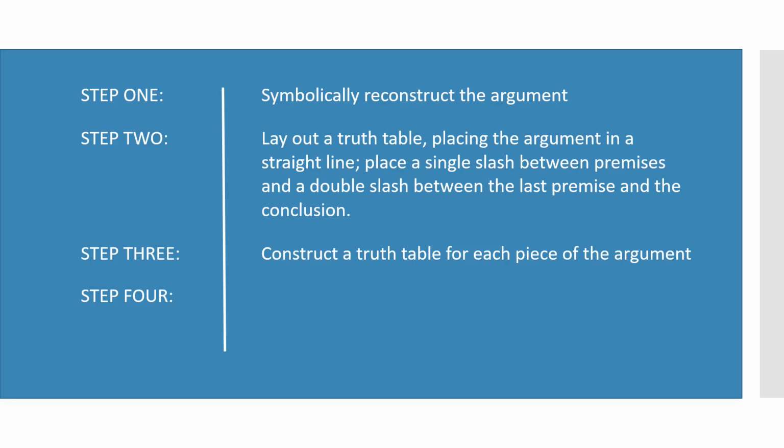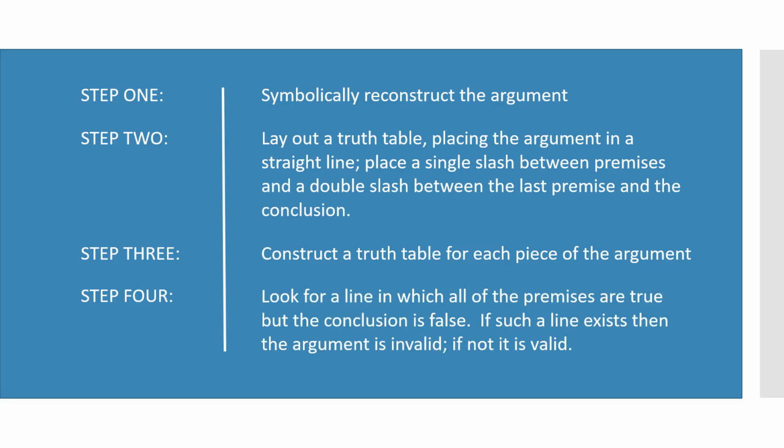And then step 4 is finally this. We want to look for any line in which all of the premises in the argument are shown to be true, but the conclusion is false. And if we can find a line anywhere in the truth table where this happens, where such a line exists, then the argument is shown to be invalid. But if we cannot find any line where all the premises are true, but the conclusion is false, this is concrete and necessary proof that it's a valid argument.